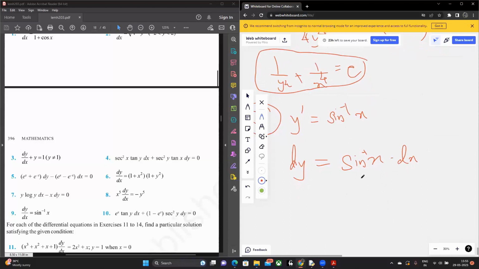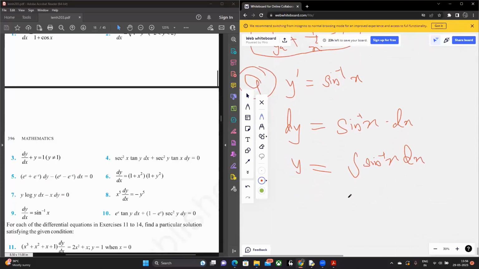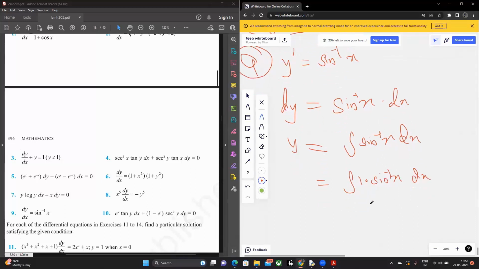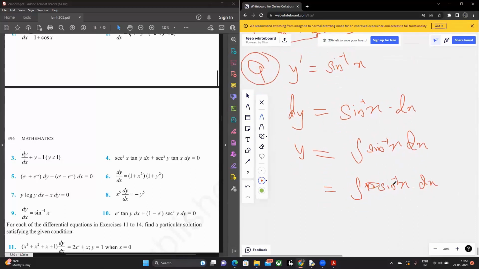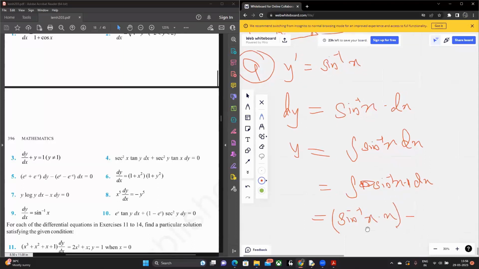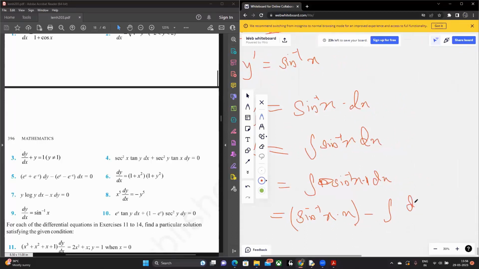What you basically do is you apply the UV rule of integration over here, right? So y equals integral of sine inverse x dx, which is the integral of 1 times sine inverse x dx, right? This is equal to sine inverse x into x minus integral of x dx divided by root over 1 minus x squared, right?